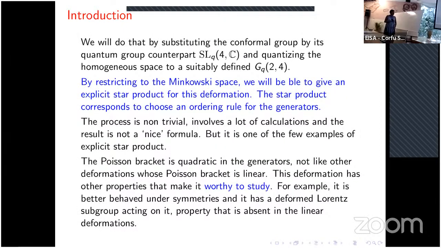Okay, so what we want to do in the super case, but I will explain here in the non-super case, is to substitute the conformal group. I will not say anymore that it's complexified; I will assume that it's complexified forever. So substitute the conformal group by SL_q(4,C), the standard quantum group. And then we will try to define an algebra that we will call the quantum Grassmannian, and it has the right properties to be called quantum Minkowski space.